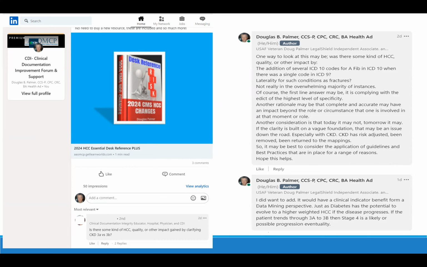There was one code for AFib in ICD-9, and now there are four or five in ICD-10. Take laterality: is there some kind of HCC quality or other impact gained by clarifying whether it was the right arm or left arm that was fractured? Maybe not, but we shouldn't get that granular about why do it. You know what I mean?